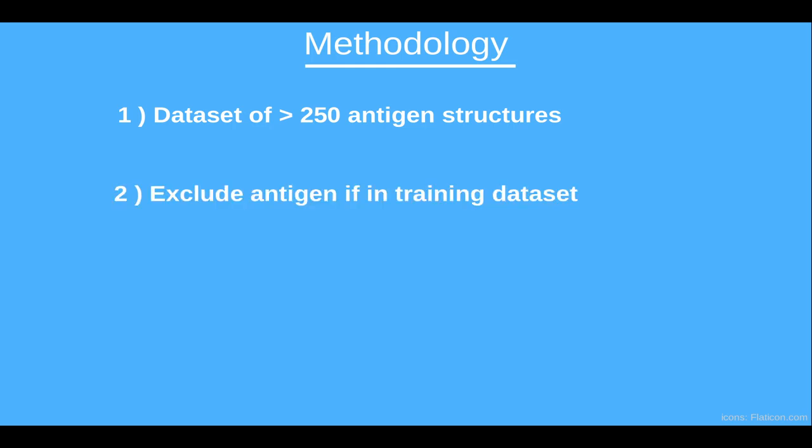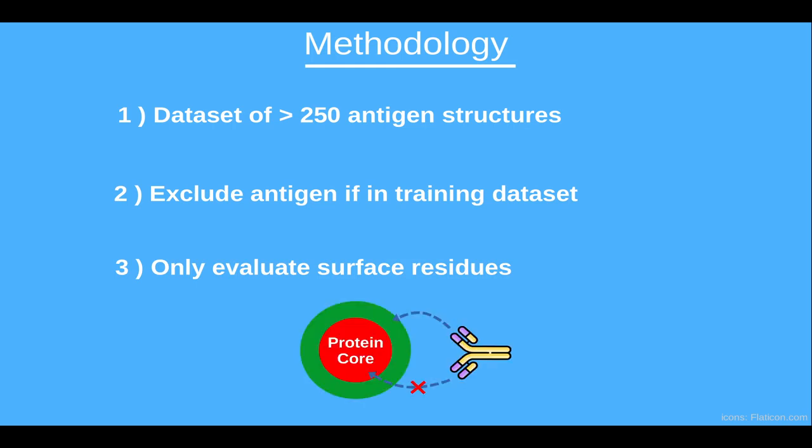Then, to ensure a fair comparison between the 9 methods, each one was evaluated on antigens that were not part of its training dataset. Finally, we only considered the prediction made for surface residues during our evaluation, as it is trivial to predict that residues at the protein core cannot be bound by antibodies, as shown in the picture.